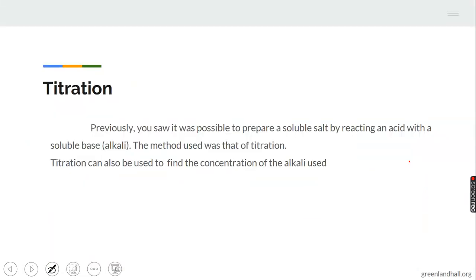So titration now. Previously, we saw a lot of things about how we can prepare soluble salts by reacting an acid with a soluble base. A soluble base is alkaline. The method used was that of titration. I can still remember I told you that in the previous class. Titration can also be used to find the concentration of the alkaline used.